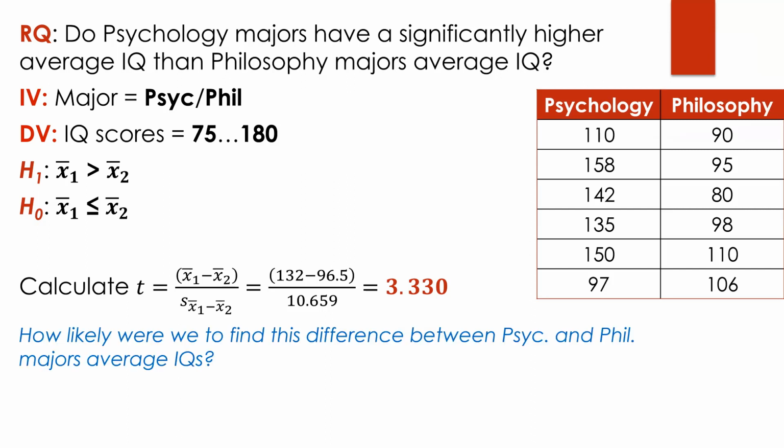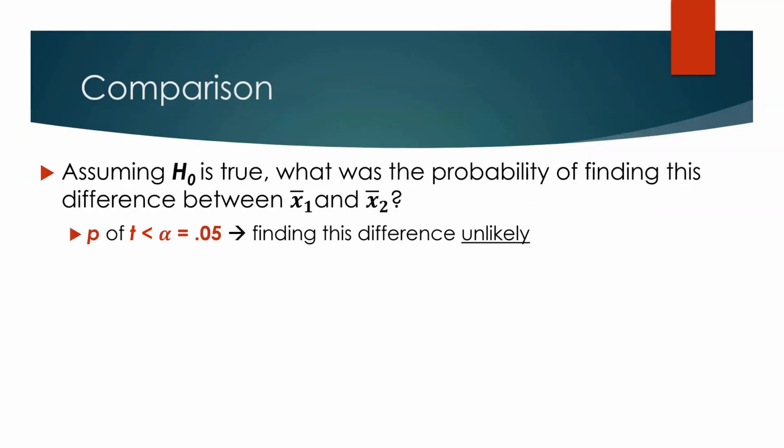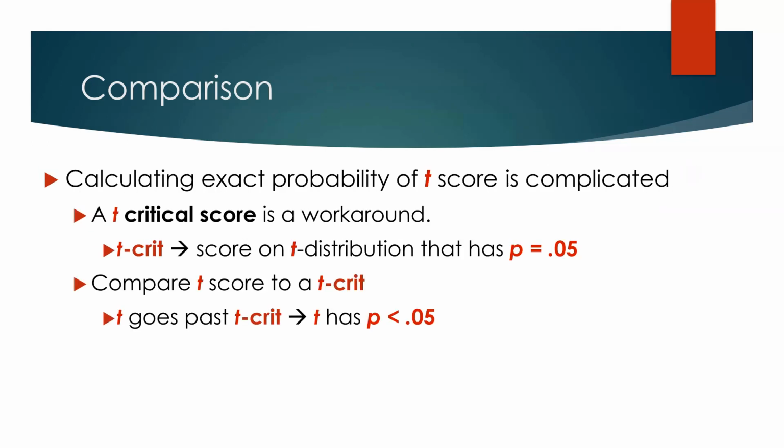So what we need to determine is how likely were we to find this difference between psych and philosophy majors' average IQs? Was it likely or unlikely that we would find this sample that gave us this difference between their average IQs? So we need to find the probability of this t-score, and if it's less than 0.05, then finding it was unlikely. So let's look at how we can compare our calculated score to our critical score.